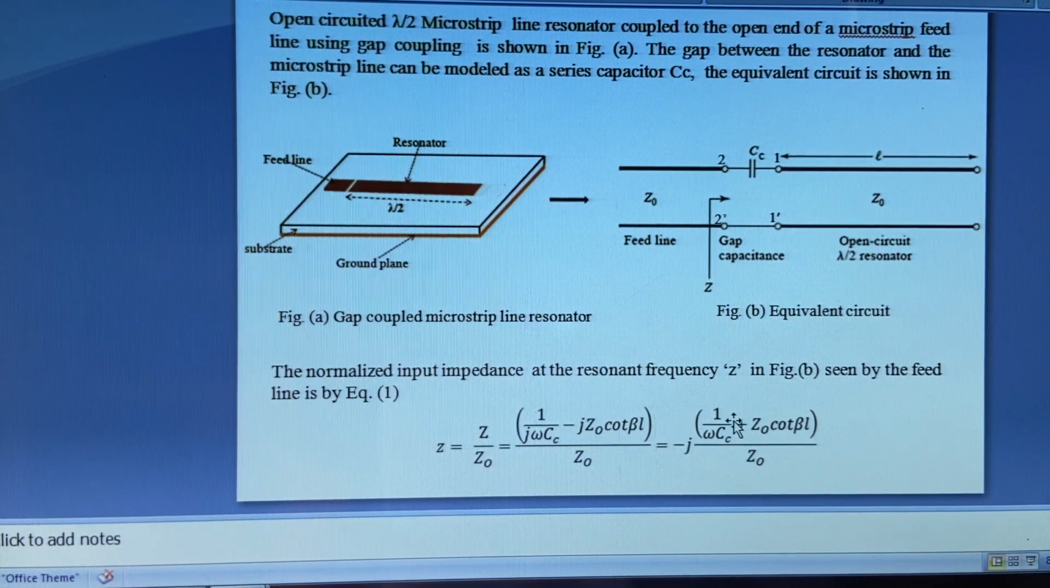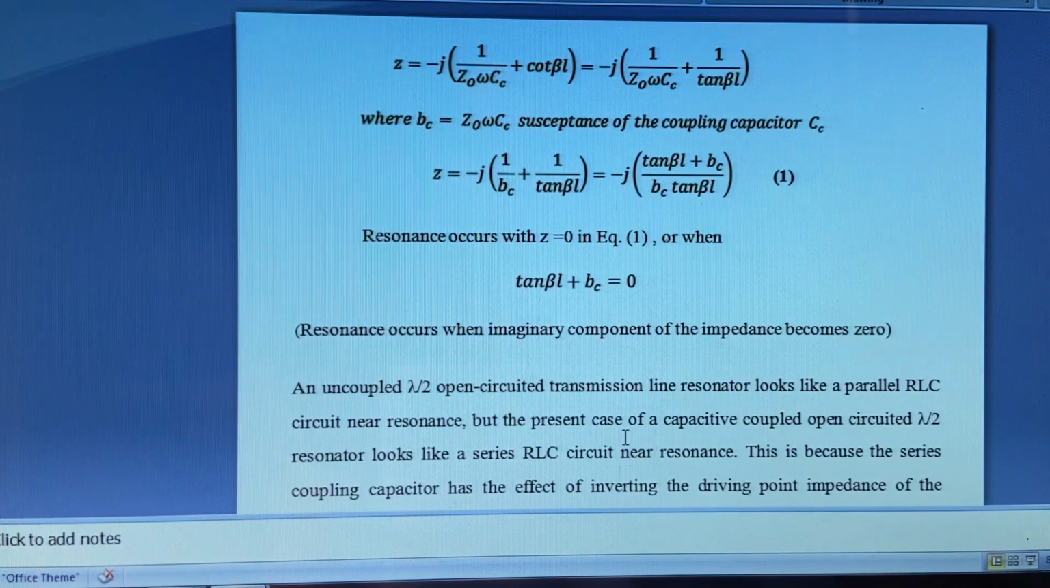So the input impedance of this resonator is now this equation. In the uncoupled lambda by 2 resonator, the input impedance is just minus j Z0 cot beta L. But here, because of coupling through this gap, a coupling capacitor is there that we should add to the input impedance. So overall input impedance now is given by this equation. If you simplify that, we will be getting 1 by Z0 omega Cc plus cot beta L.